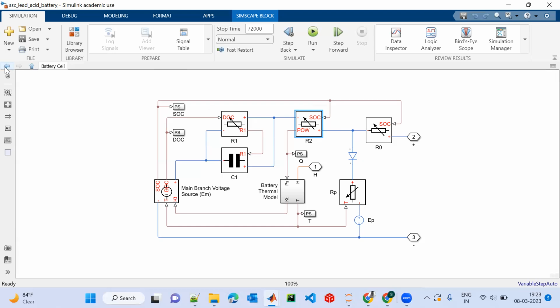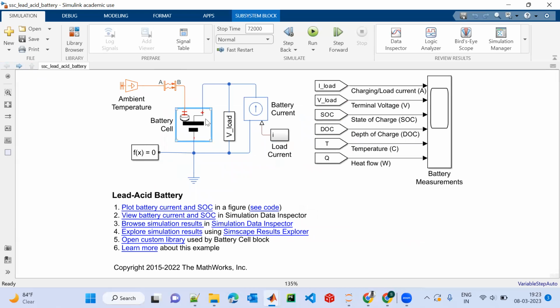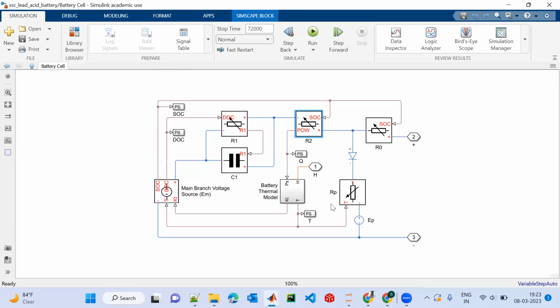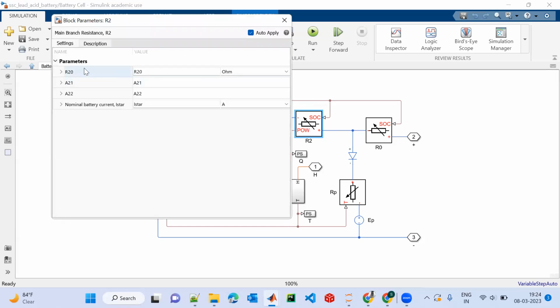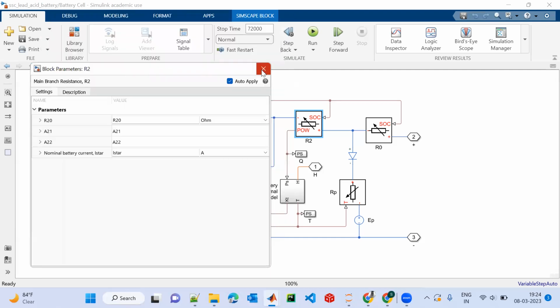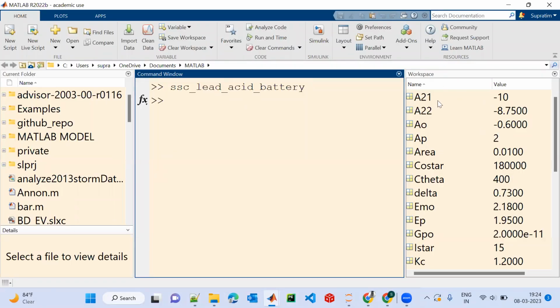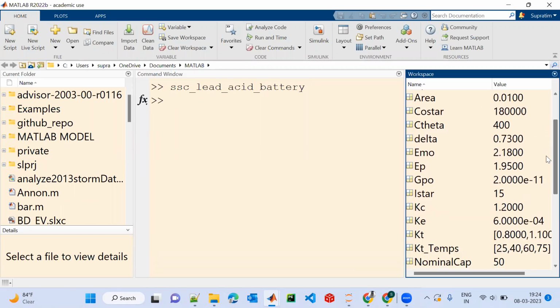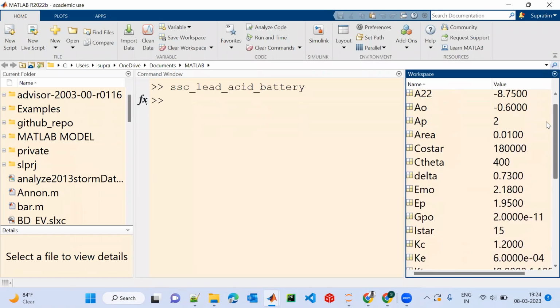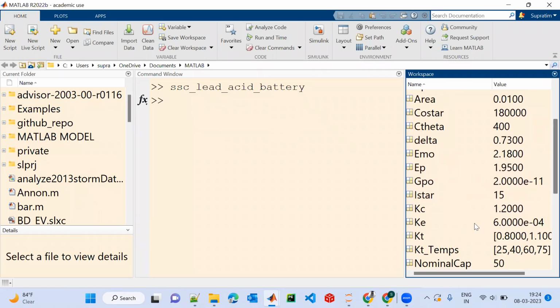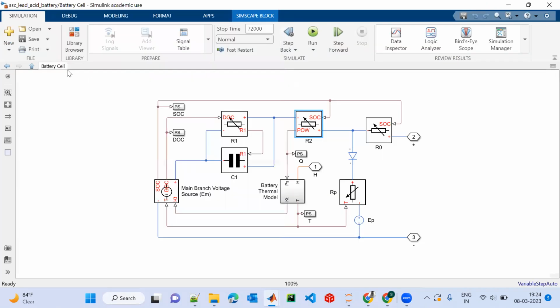Now, if we just go back, once we double click, we will open this. Now if we double click on it, we can see all the parameters written here. All the variables that are written, like R20, A21, A22, I star, these variables are stored in the MATLAB workspace. So if we go to the MATLAB workspace, we can see all the values for these variables. So we can change these variables. If we want to change our battery model, we can change them here, and based on that, the battery will behave.